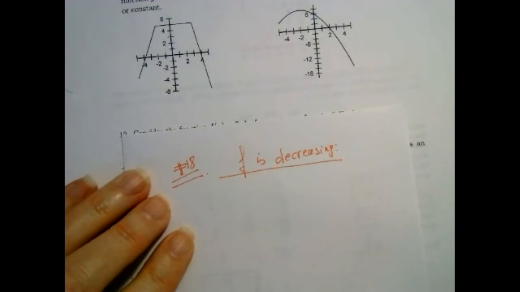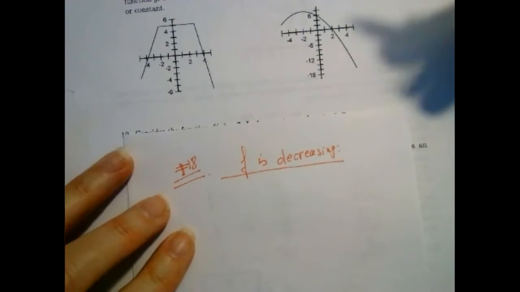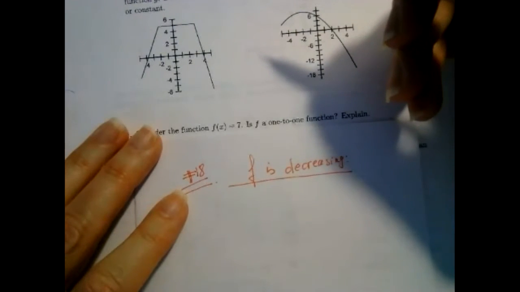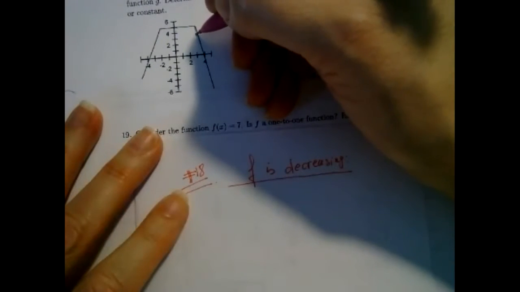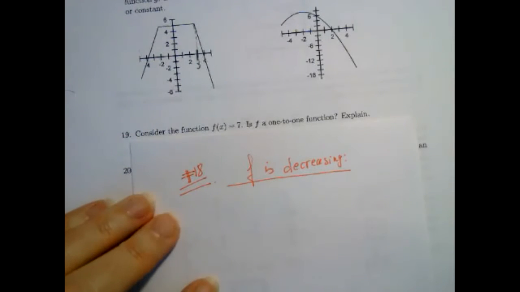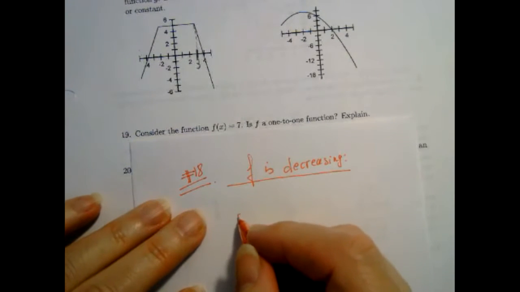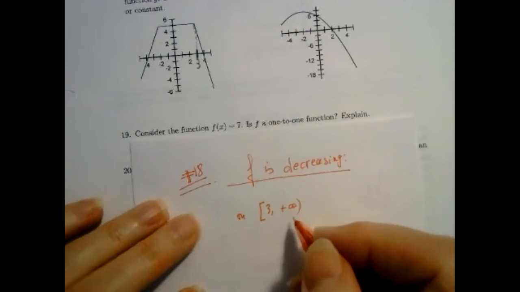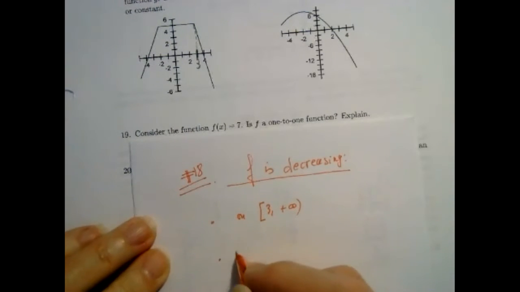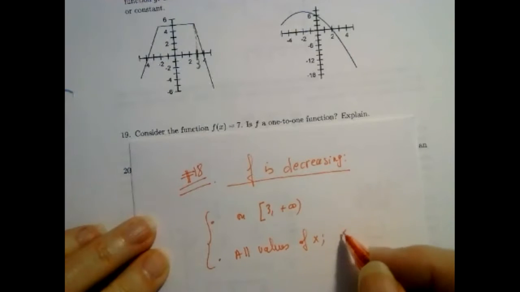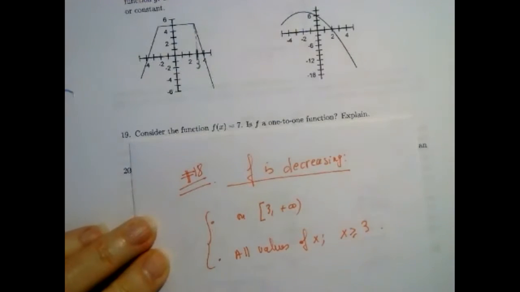Would someone like to tell me quickly when is f decreasing? When the graph is actually falling. 3 to infinity. So let us agree on that, all of us. This time 3 is the correct number. So either on the interval 3 to plus infinity, in interval notation, or in words, all values of x that have the property that x is larger than or equal to 3.